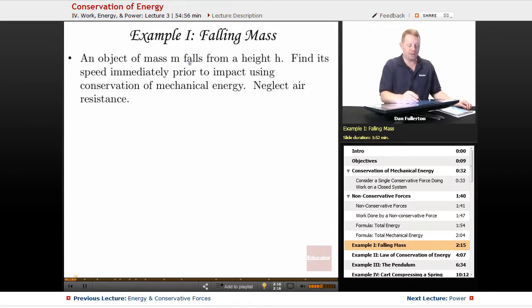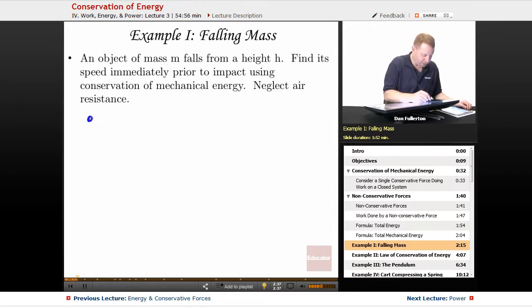We have an object of mass m that falls from some height h. Find its speed immediately prior to impact using conservation of mechanical energy and neglect air resistance. And of course you could do this with the kinematics you already know, and I'd recommend after we do this problem here with energy, take a minute and try it with kinematics. Make sure you get the same answer.